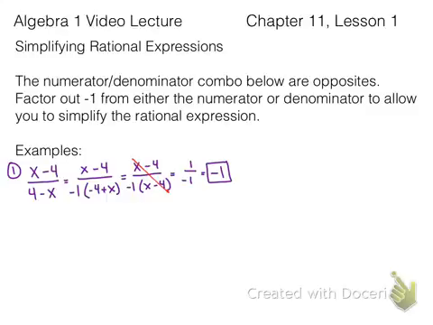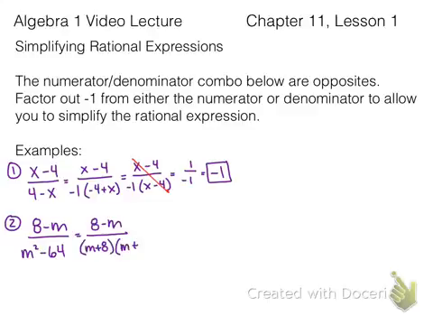Now there's going to be obviously more complex problems than that, but let's go ahead and take a look at one. Now this is also a special case. m to the second minus 64 is a special case. It's a difference of squares, so make sure that you take care of that. So a difference of squares is just m plus 8 times m minus 8, but I went ahead and added the opposite for you so that you can see it.